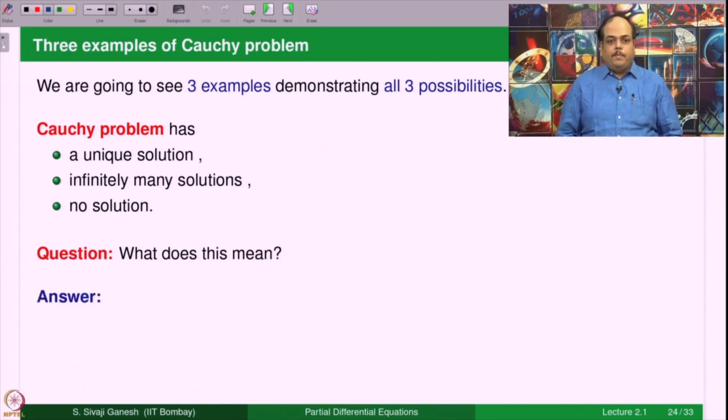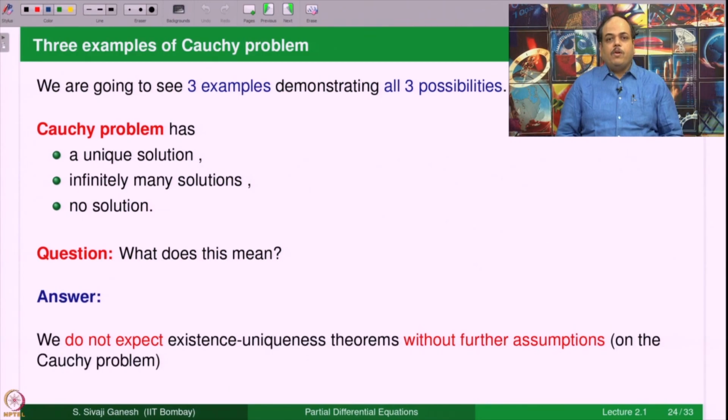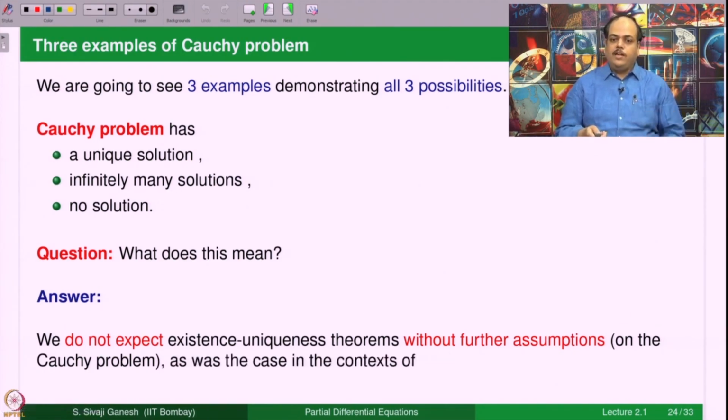So, what does this mean now? It means that we do not expect an existence uniqueness theorem for free for any first order PDE. Only under some special assumptions, in other words sufficient conditions, can we expect such theorems, which was true in all our earlier cases, let us say in the ODE initial value problems or boundary value problems.